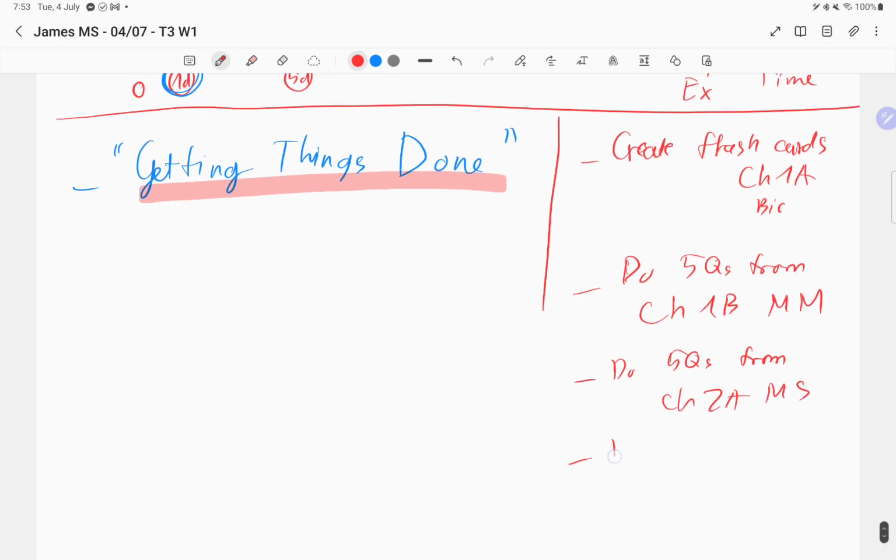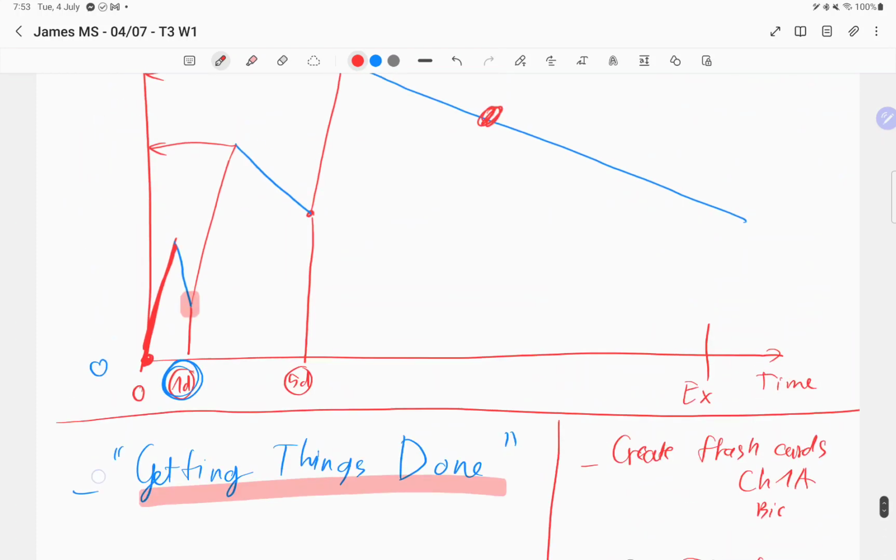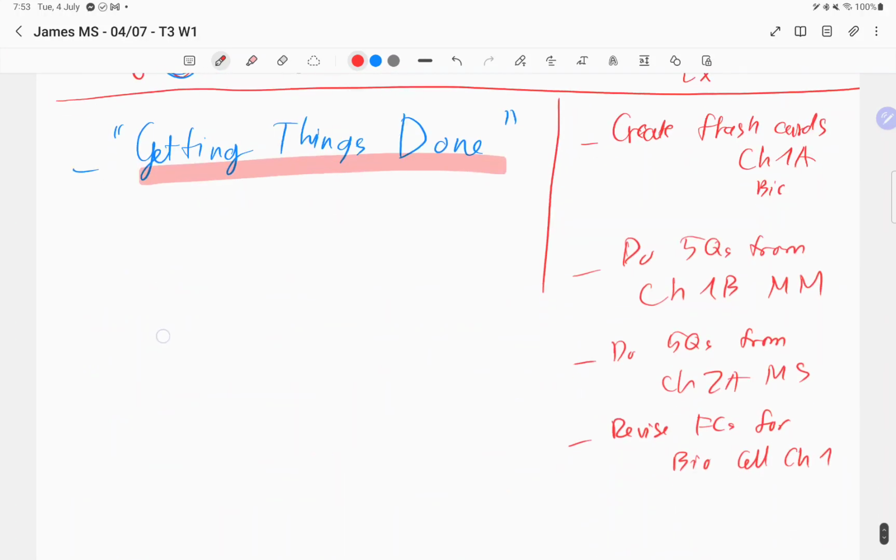Or one of them could be revise flashcards, FC flashcards for biology cells, chapter 1. You see, to organize your study and make the most out of that memory graph there, you need to create tasks and you need to schedule them. Right? What I said earlier, revisit this 2 days later, and then 2 days later you've done this, or revisit this maybe 2 weeks later. Right? So you need a system to organize these things.